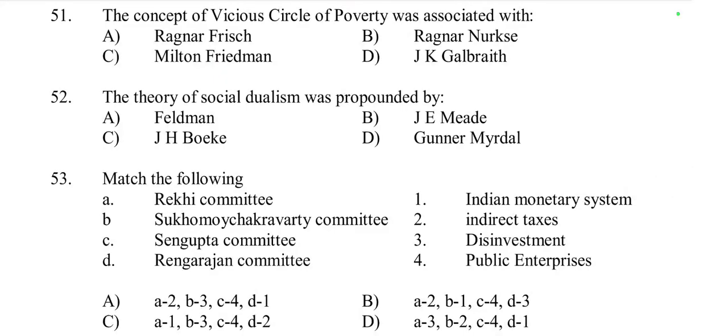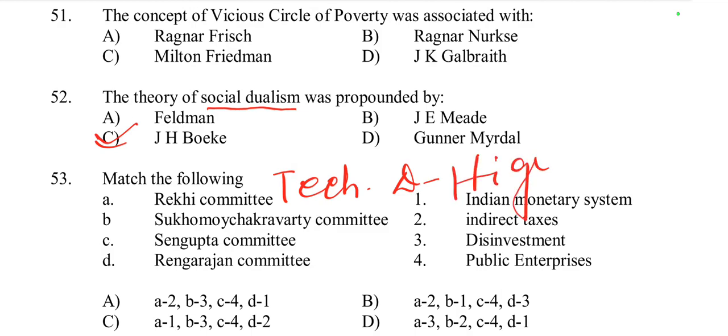Then question number 52, the theory of social dualism was propounded by Feldman, J.H. Boeke or Gunnar Myrdal. The theory of social dualism. There are three main dualism theories, very important. The first one is social dualism, which was given by J.H. Boeke. Then the second one is technological dualism, given by Professor Higgins. Then the third one is financial dualism.